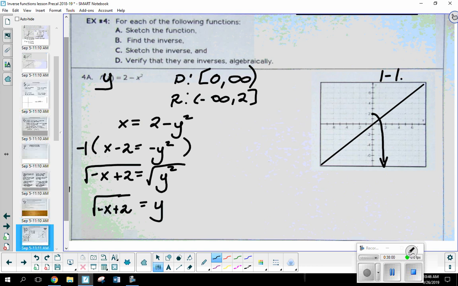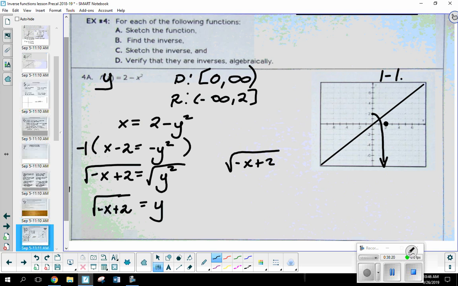And maybe what can help us here is seeing what the reflection looks like. Well, we know that we have the point (0, 2). We know the point (2, 0) would have to be right there. Okay. So think about this. I'm going to rewrite it. Okay. Negative x plus 2.